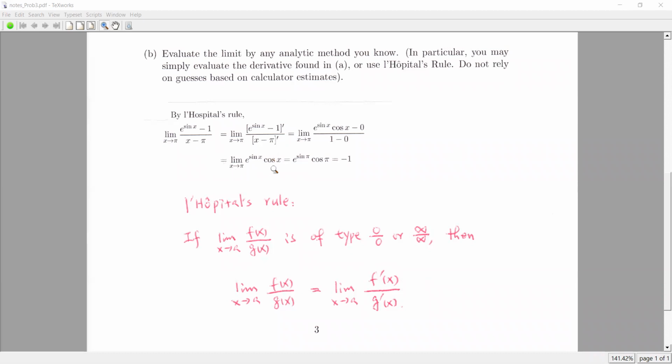To find this limit, direct substitution. Plug in pi in x, then the limit is this number. This number is -1. Therefore, this limit is -1.